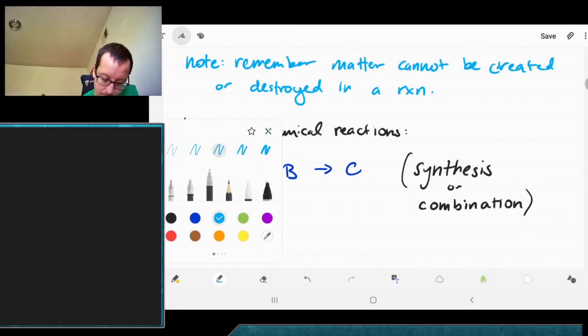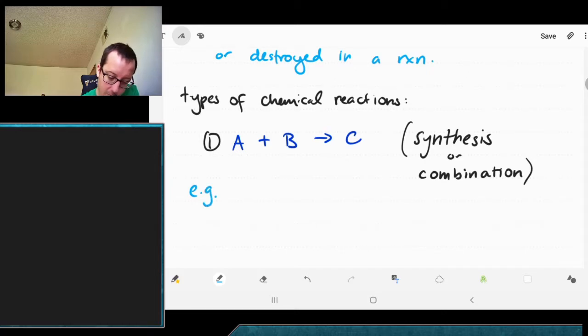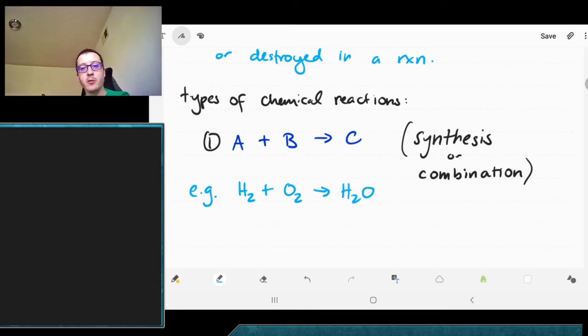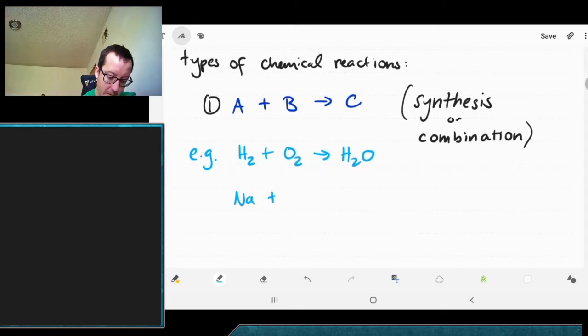For example, if we were to take hydrogen and oxygen, we could form water from those by burning them. Or if we wanted to, say, take sodium metal plus chlorine gas and make sodium chloride. That would be another example of a combination reaction or synthesis reaction. So we're just taking 2 things, globbing them together.